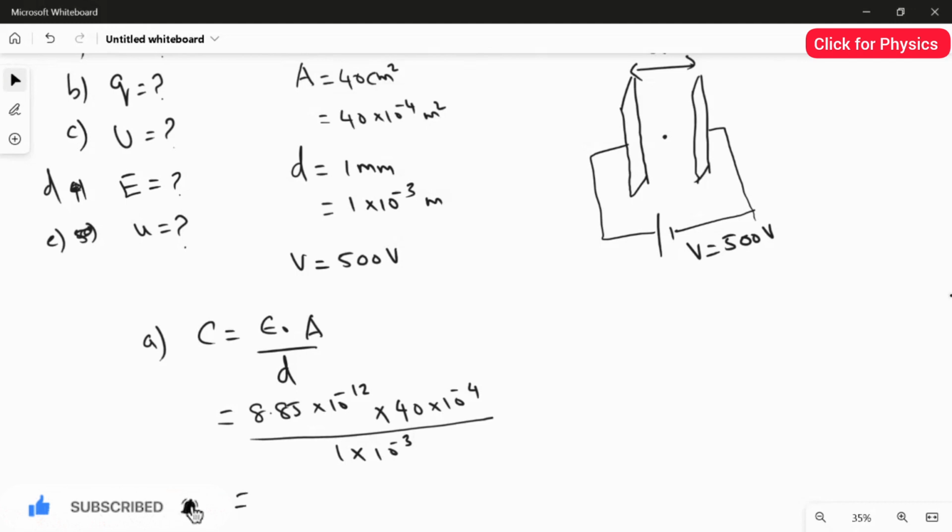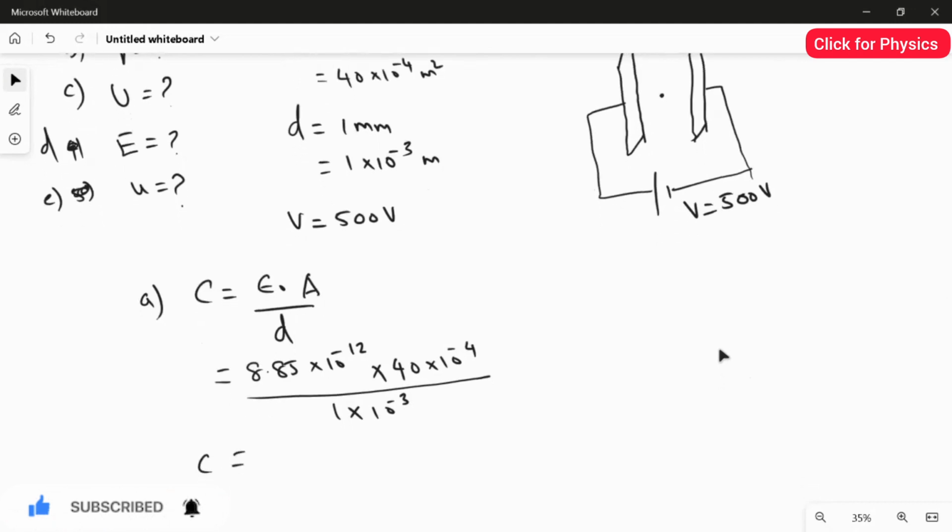So let's see what is the answer. I have to calculate this. Just a minute. 8.85 times 10 power minus 12 multiplied by 40 times 10 power minus 4 divided by 1 times 10 power minus 3. Here I got the answer as 3.54 times 10 power minus 11 farad. So 3.54 times 10 power minus 11 farad is the answer for the first question.